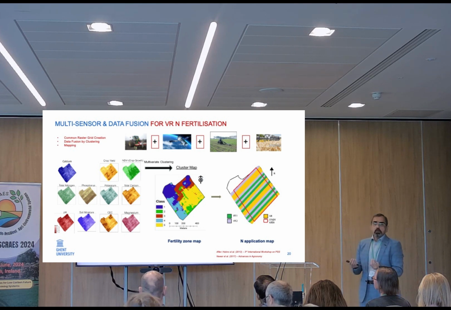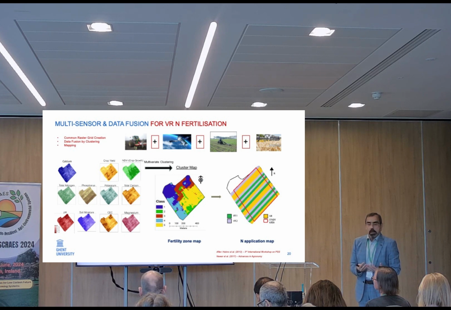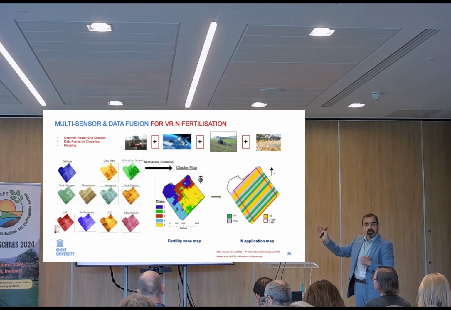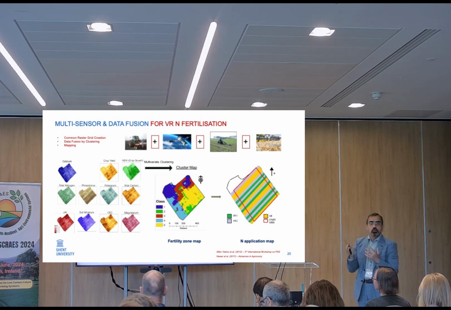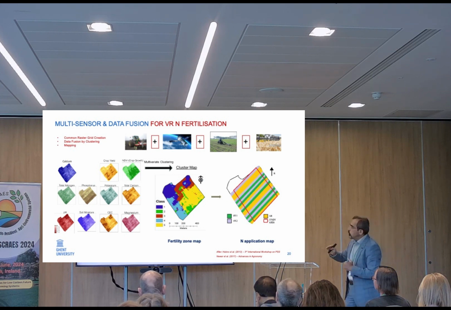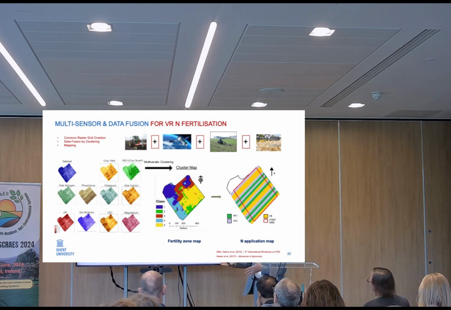When we cluster these different layers of data, we produce what is called fertility zone maps. Here in this case, we have 5 classes. Each class will be ranked according to yield production and soil fertility, from low fertility up to the maximum high fertility. And then over that, we have a strict experiment to compare uniform rate and variable rate nitrogen fertilization, and we implement that in one field.